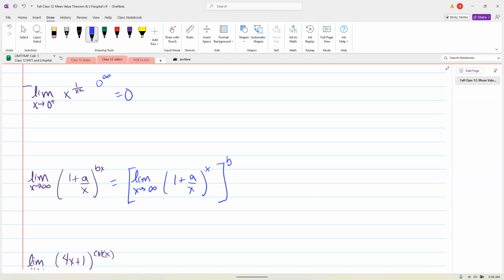Okay. Now this, if you remember, the number e was defined as the limit as x goes to infinity of 1 plus 1 over x all raised to the x. So this looks very, very similar, except we have the a in there. What's that a going to do? Actually, you can verify this, but this is going to be e to the a, inside, and then all raised to the b. So our final answer is e to the ab.